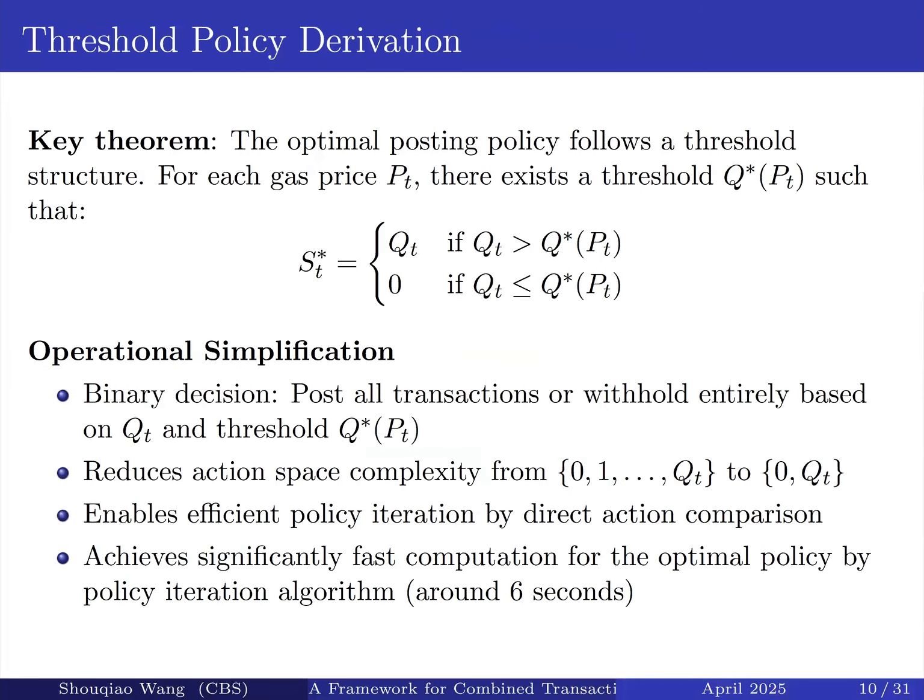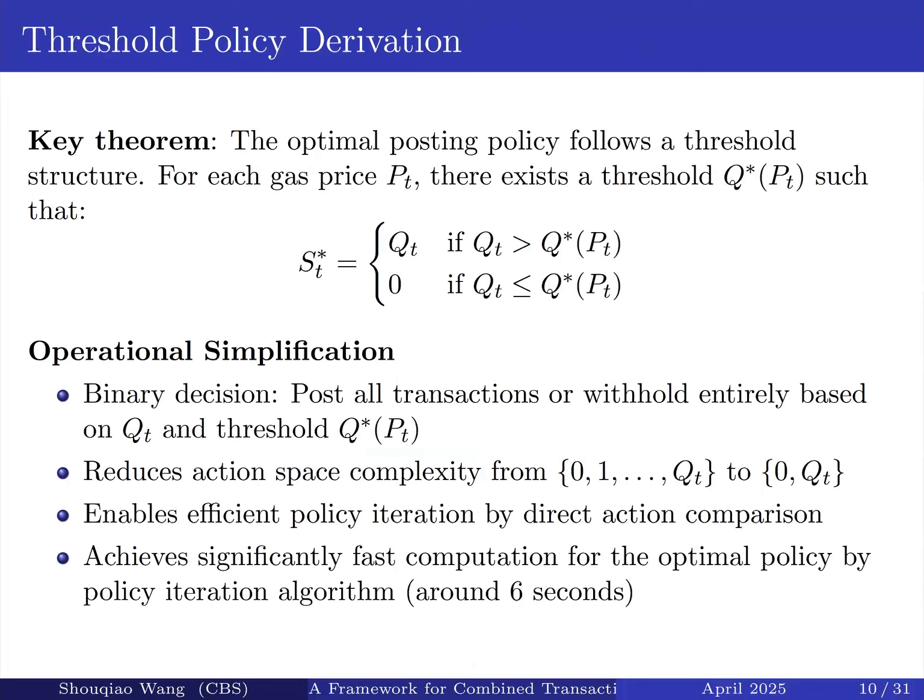Our theoretical result is that the optimal posting policy follows a threshold structure. For each gas price PT, there exists a threshold Q star PT such that if the Q length exceeds the threshold, post all transactions. Otherwise, we wait until the next L1 block. This threshold structure simplifies the decision making.